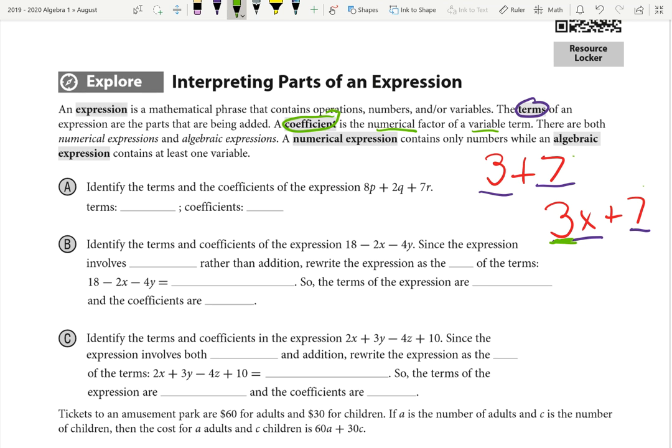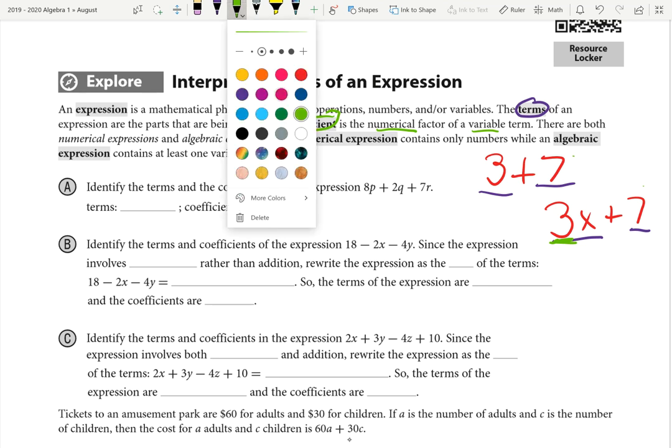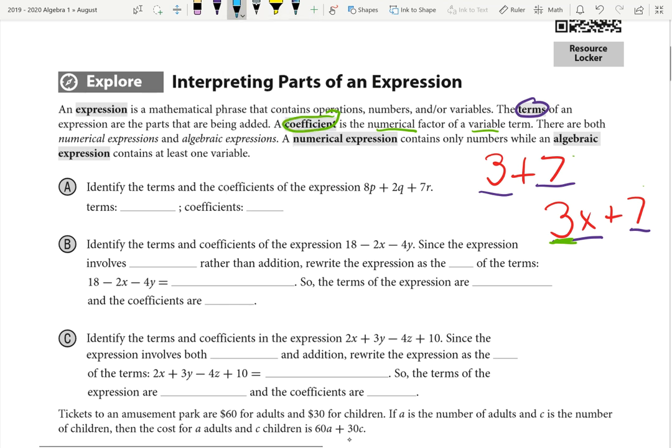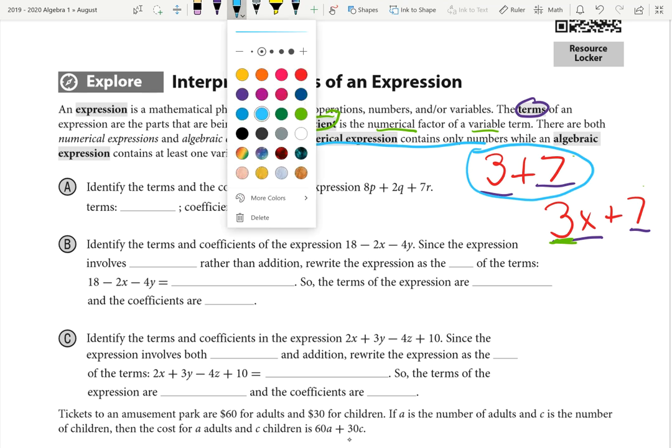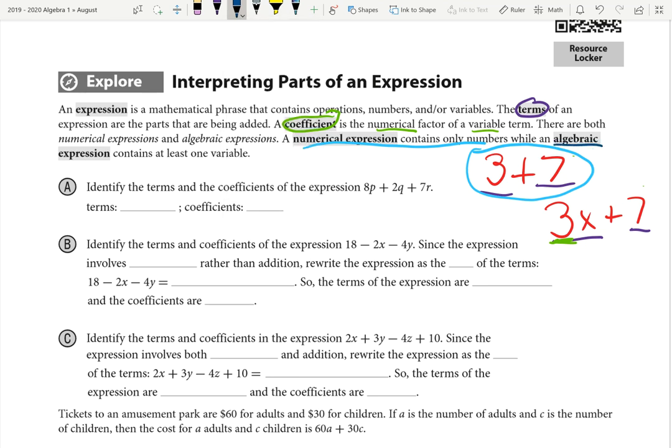There are both numerical expressions and algebraic expressions. A numerical expression is a simple expression containing only numbers. So for example, this right here is a numerical expression. It's just a number of terms, just regular numbers that are being added together. While an algebraic expression, let's use a darker blue, contains at least one variable. So this expression here is algebraic because it at least has a variable like that x in it. So keep that in mind.